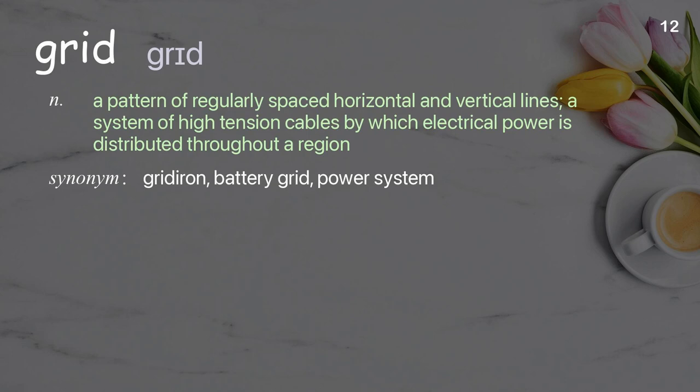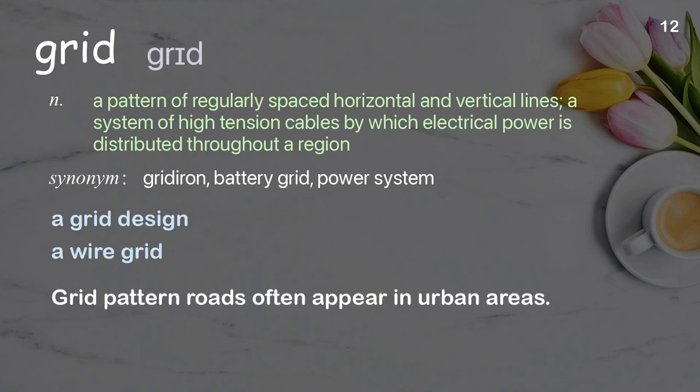Grid. A pattern of regularly spaced horizontal and vertical lines, a system of high-tension cables by which electrical power is distributed throughout a region. Examples. A grid design. A wire grid. Grid pattern roads often appear in urban areas.